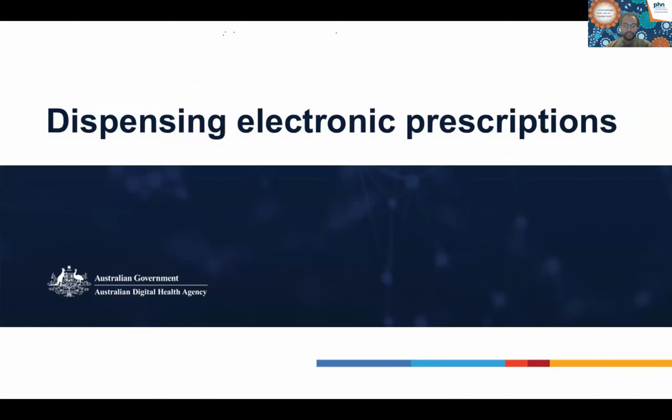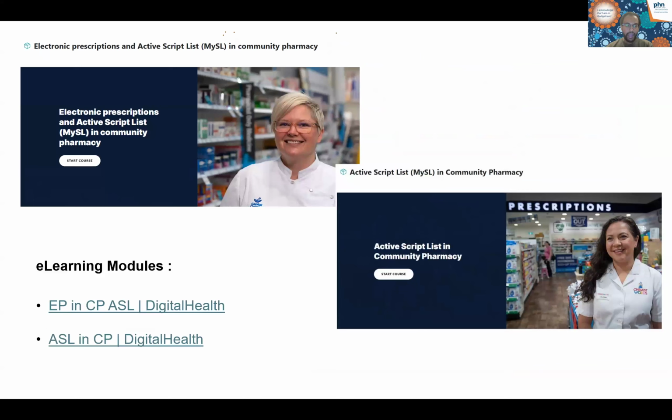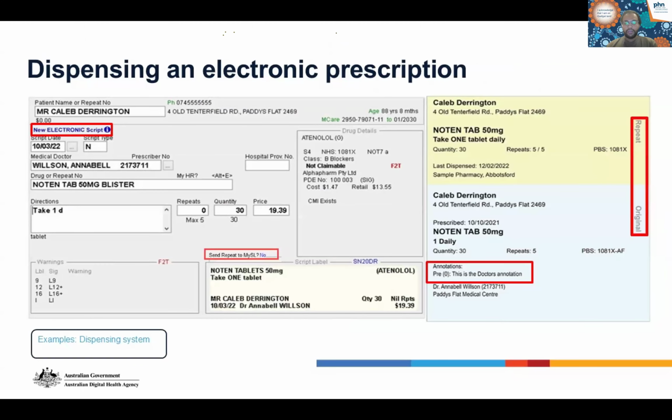So, dispensing electronic prescriptions. We do have a few more resources when it comes to electronic prescriptions and active script list, and also active script list in community pharmacy. When dispensing an electronic prescription, we have an example of Fred. You will see here in the red boxes, the new electronic prescription notes whether you want to send it to the MySL, and it will also note any annotations, the repeat and the original.